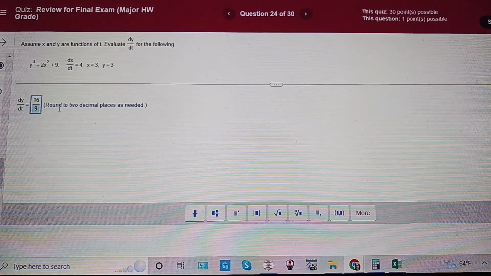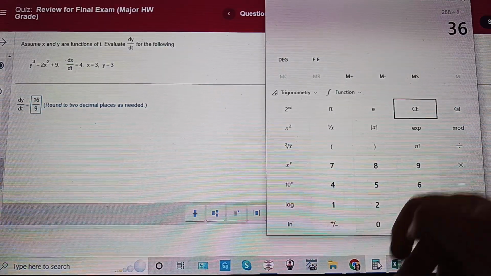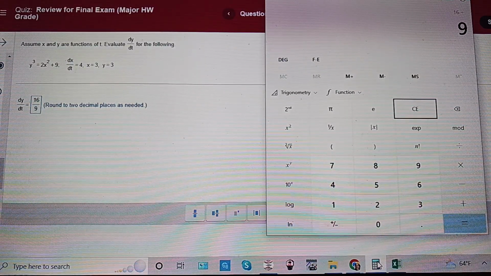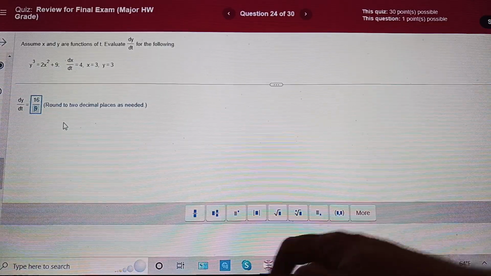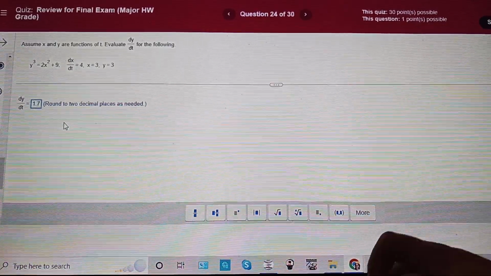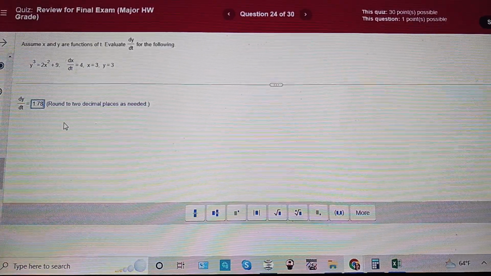That's an interpretation of this. Oh wait, it says round to 2 decimal places, so apparently they want a decimal and not a fraction. So 16 divided by 9 would be 1.777, so 1.78. 1.78, only because they asked for it. Normally we just leave it as a fraction.